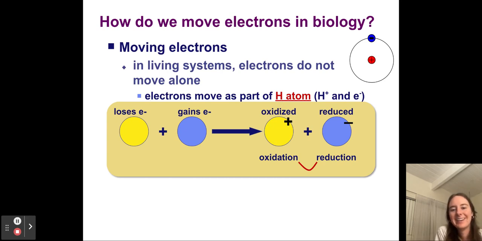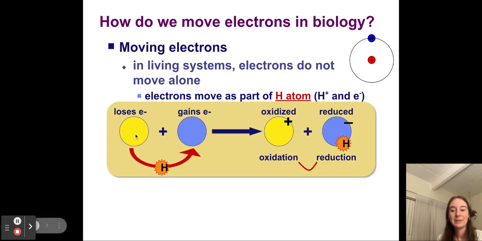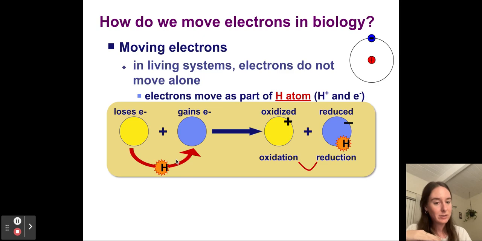Okay, so back to our little diagram. Instead of saying this one is losing an electron, you can also speak of it as losing a hydrogen atom. Now I know that's a little tricky. If you need to go back and replay that part of the video, you can. But we're losing electrons when we're breaking bonds, or another way you can think of it is we're losing a hydrogen atom. So, OIL RIG: oxidation is loss. Oxidation is the loss of hydrogen atoms. RIG: reduction is gain. Reducing something means it's gaining a hydrogen atom.